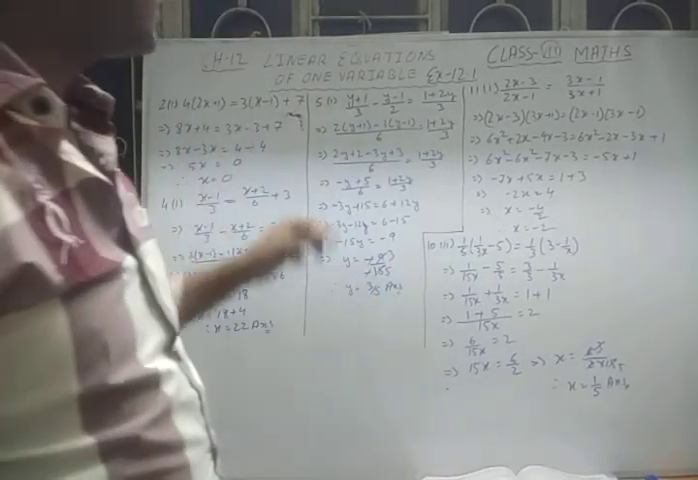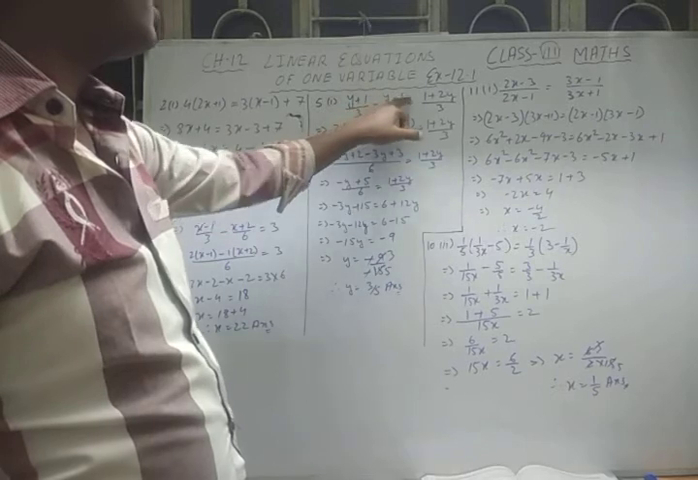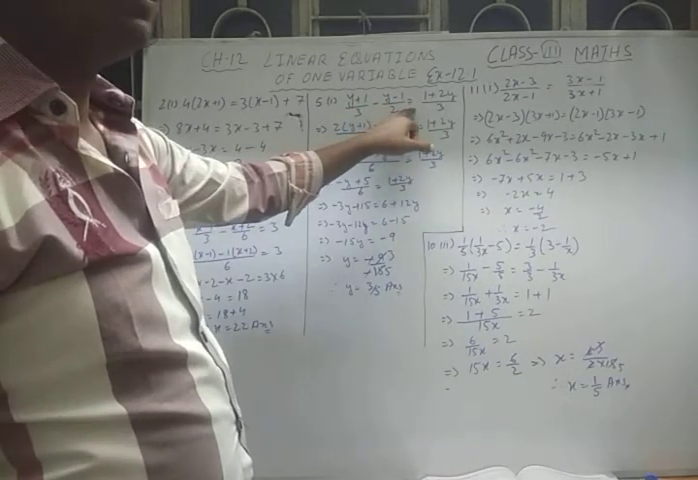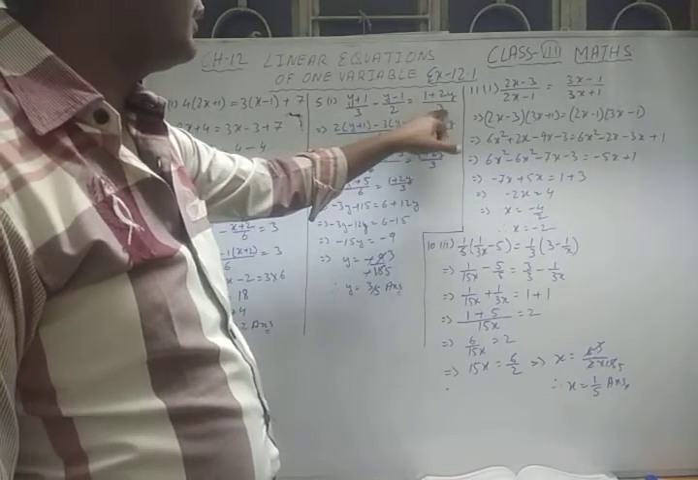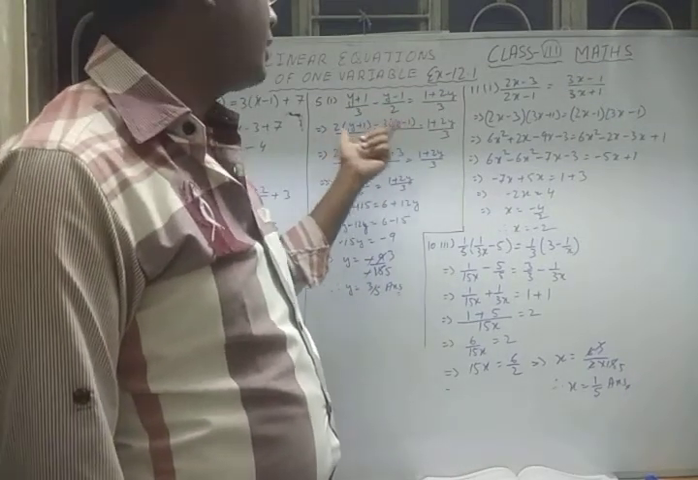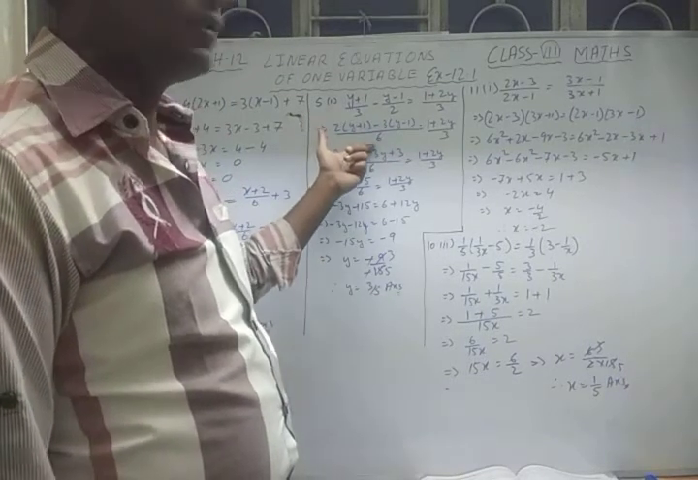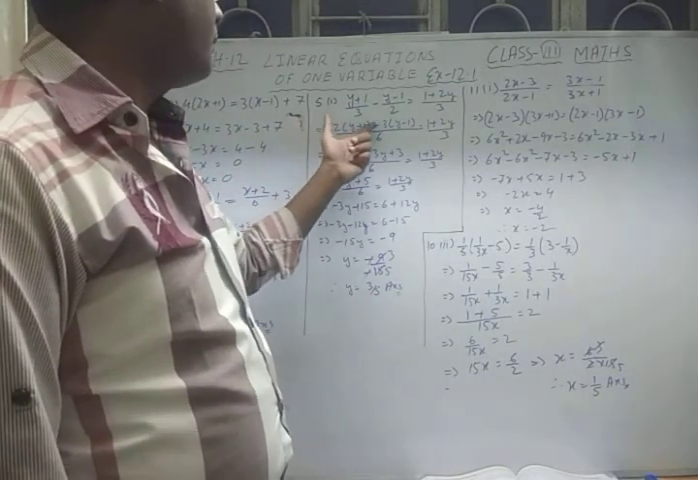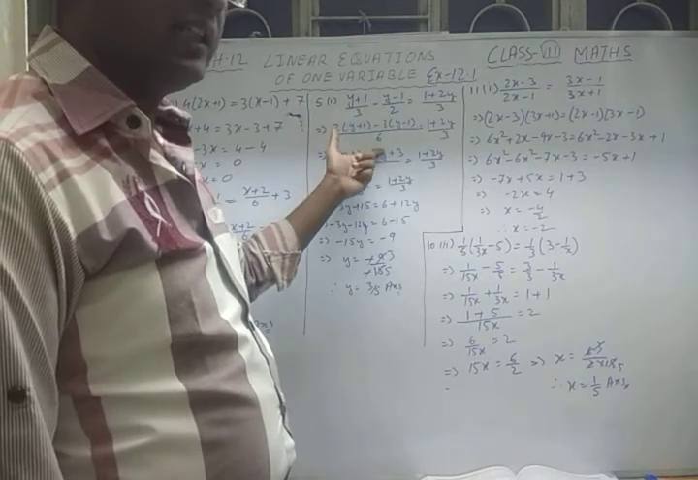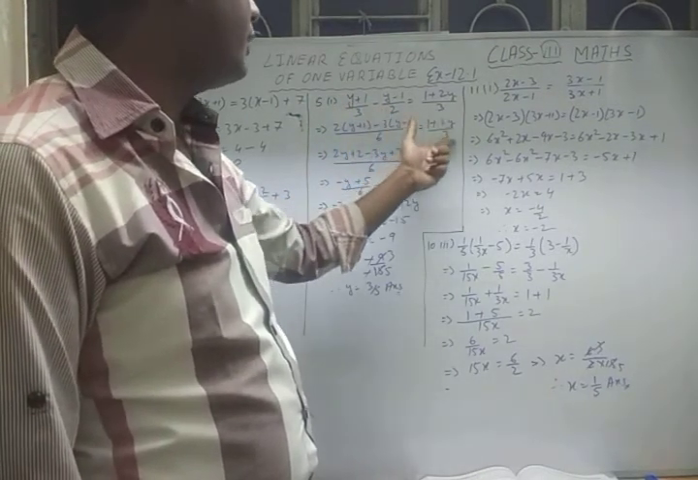The question is (y plus 1) by 3 minus (y minus 1) by 2 is equal to (1 plus 2y) by 3. On the left hand side I have taken the LCM of 2 and 3, that is equal to 6. So 3 twos are 6, so 2 into (y plus 1) minus 3 into (y minus 1), is equal to (1 plus 2y) by 3.